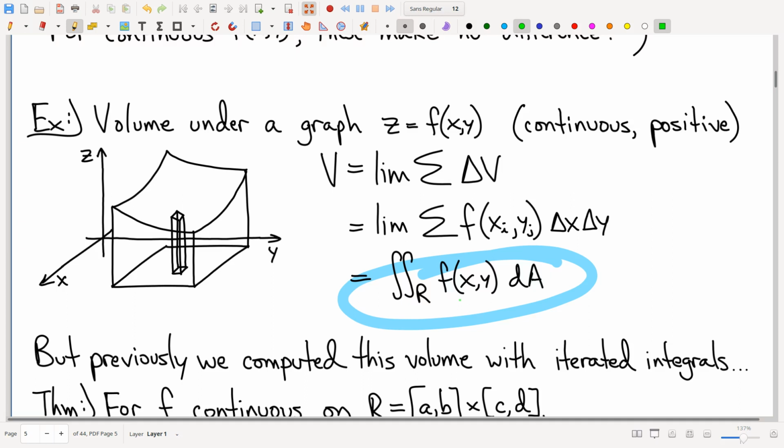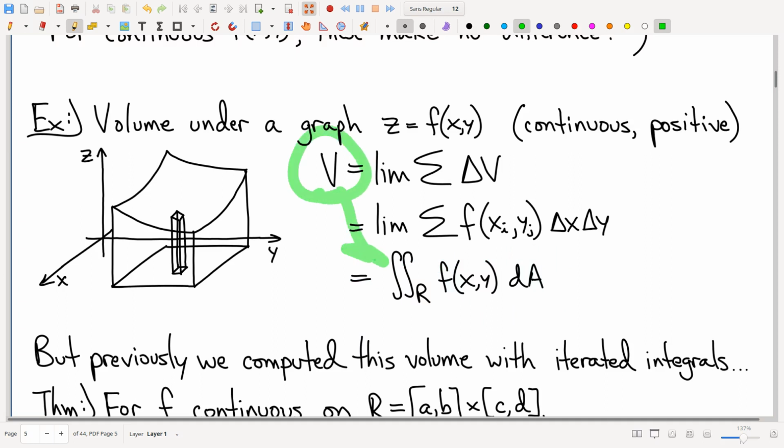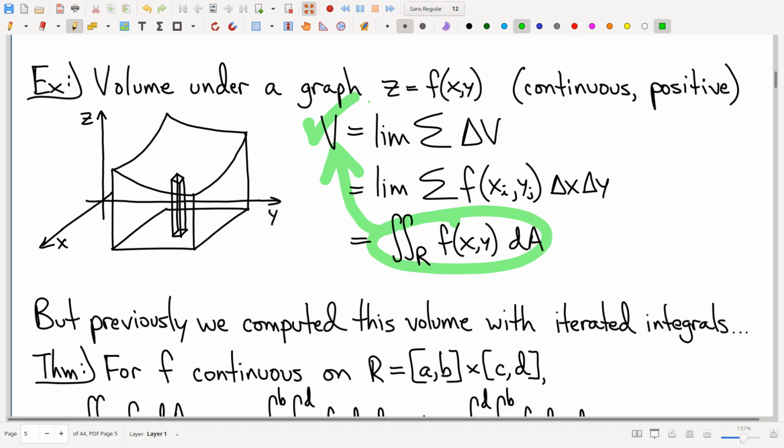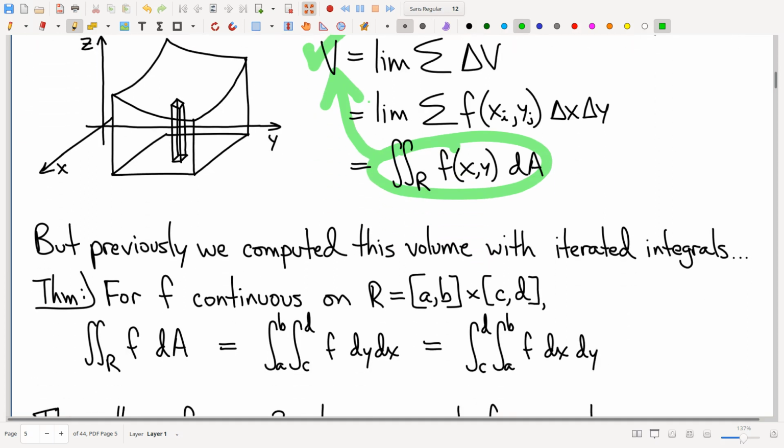Okay. But quick observation. I could think of this as that I wanted to compute volume, and that double integral was how I was going to do it. Or I could turn this around and say, hey, if you want to compute a double integral, volume is the way to do it, and we know how to compute volumes under graphs. You do that with iterated integrals. Okay, so that's this theorem right here.